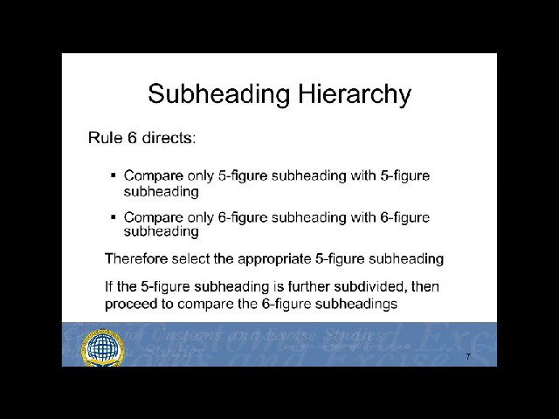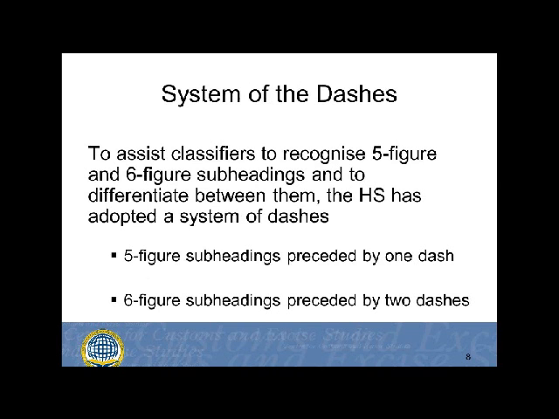Therefore, the procedure is select the appropriate five-figure subheading. If the five-figure subheading is further subdivided, then proceed to compare the six-figure subheadings. If the five-figure subheading is not further subdivided, we have our answer at the five-figure level. In an effort to assist in the comparison of subheadings, the HS uses a system of dashes to differentiate between five and six-figure subheadings. The dash system is an inherent feature of the HS.